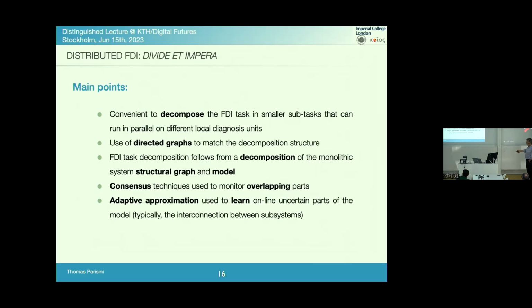And the other thing we are doing here is that we want to, by means of an adaptive approximation scheme, learn where the uncertainty is, at least a little bit. And the typical thing that we want to learn is the dynamic interconnection, because how a subsystem is actually dynamically influencing the other subsystem. And we develop an adaptive approximation scheme that is able, under some assumptions, of course, to learn at least a bit of the uncertain part.